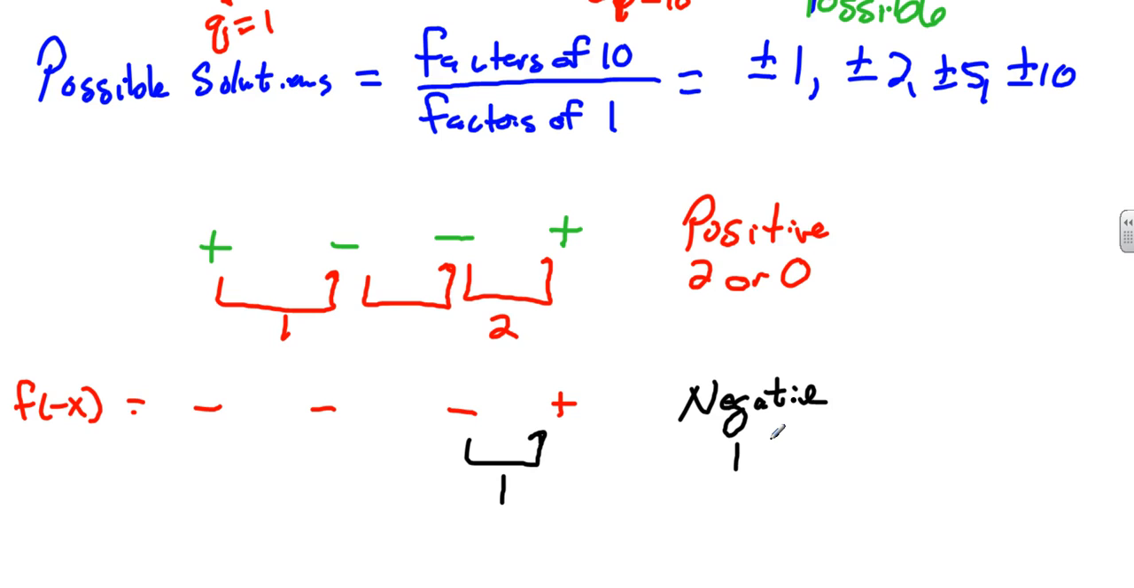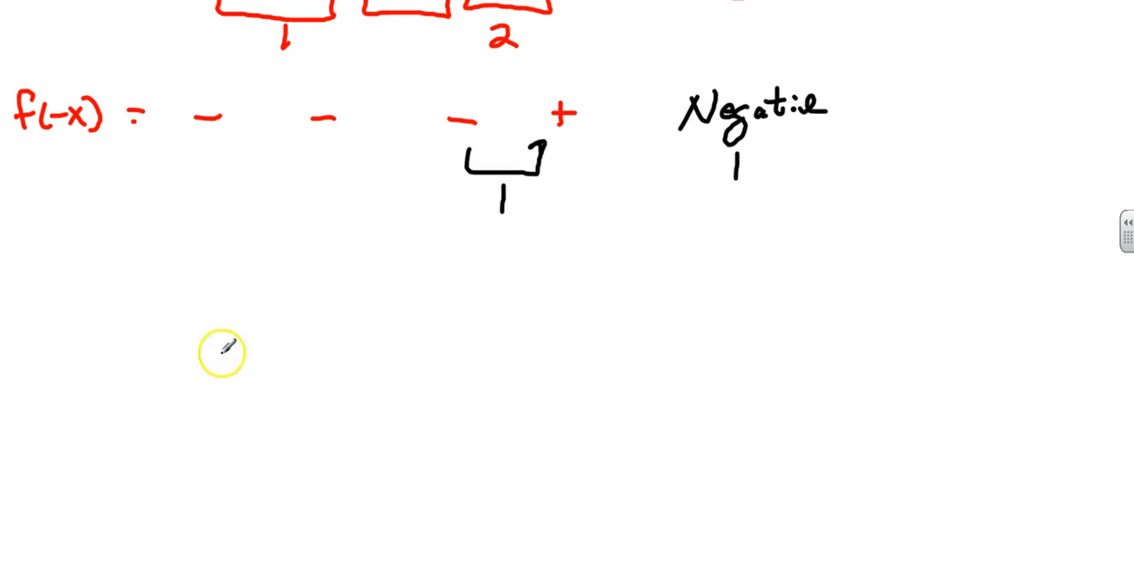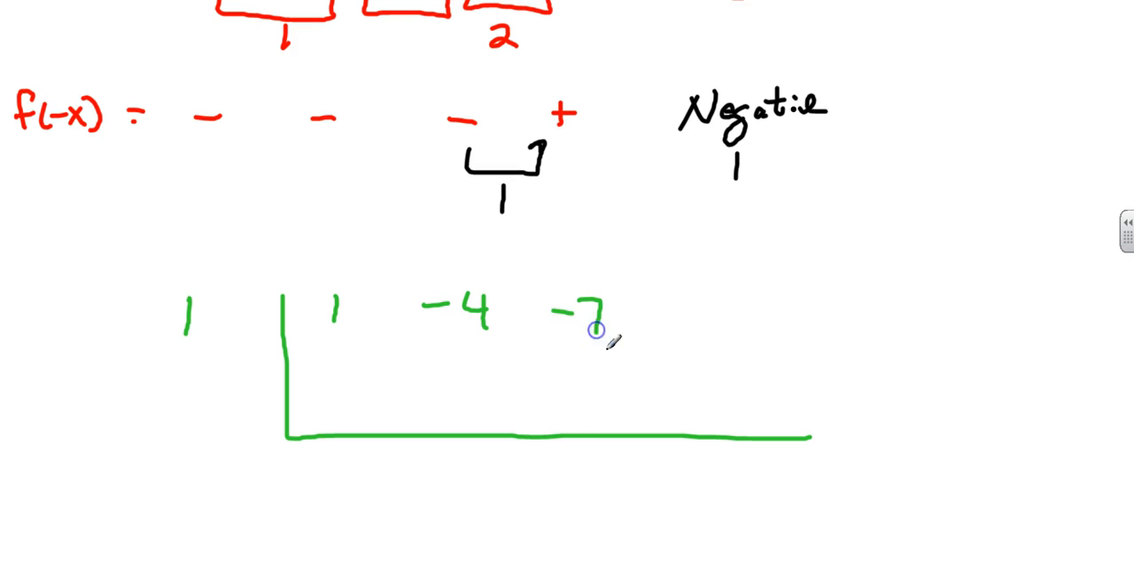All right, so here we go. Which one do y'all want to try first? Again, I'd say start small. Positive or negative 1? Positive 1. Okay. So it's just guess and check. So we're going to take 1 and do some synthetic division. So our numbers were 1, negative 4, negative 7, positive 10.